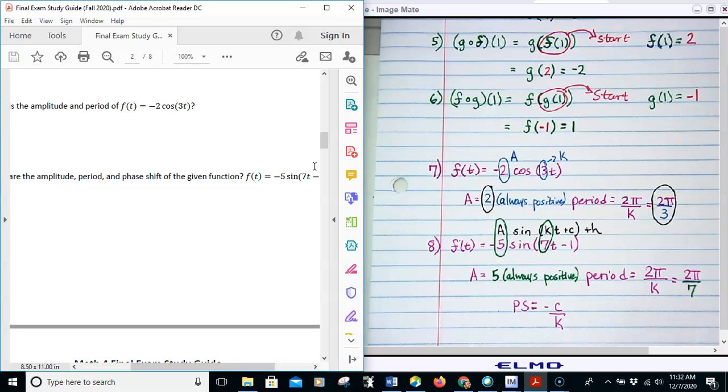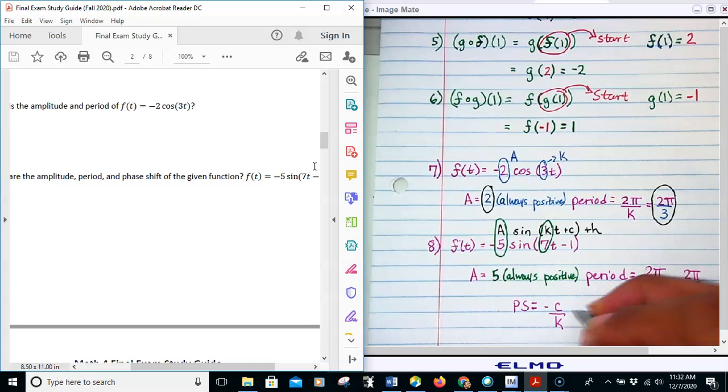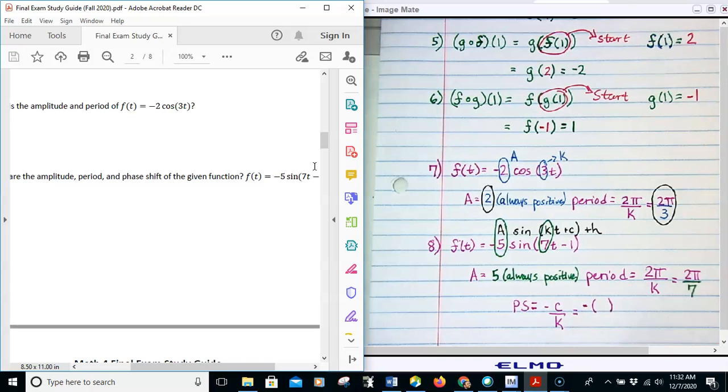Can that simplify down? No, it stays right there because 7 and 2 can't simplify each other down or can't knock each other out. Nothing. I said knock each other out. That's funny. I'm gonna knock you out.